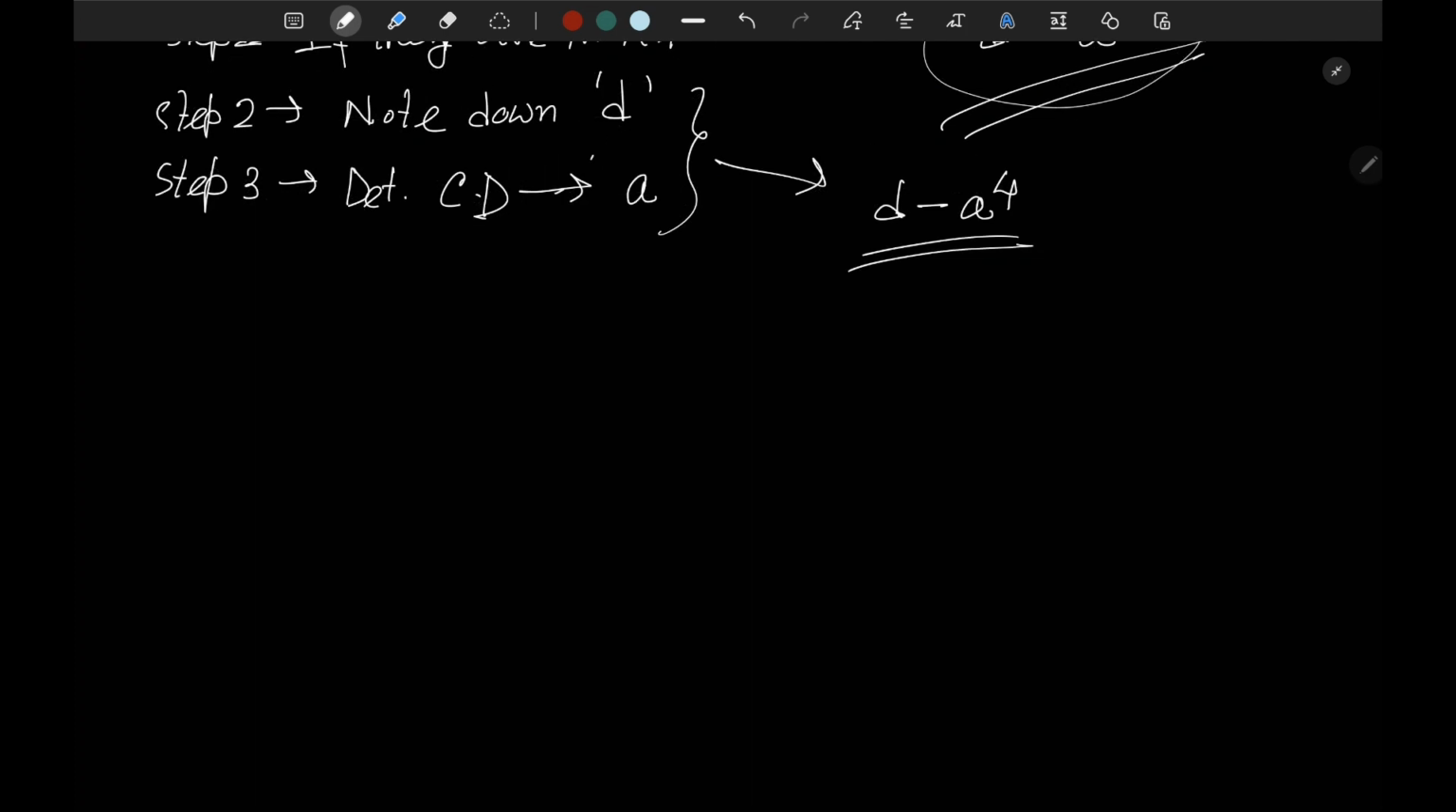You can also check the first problem by this method. In the first problem we had d equal to 2024 and a was 1. So the answer by this method would be 2024 − 1⁴, which is equal to 2023. So you get that previous answer back.